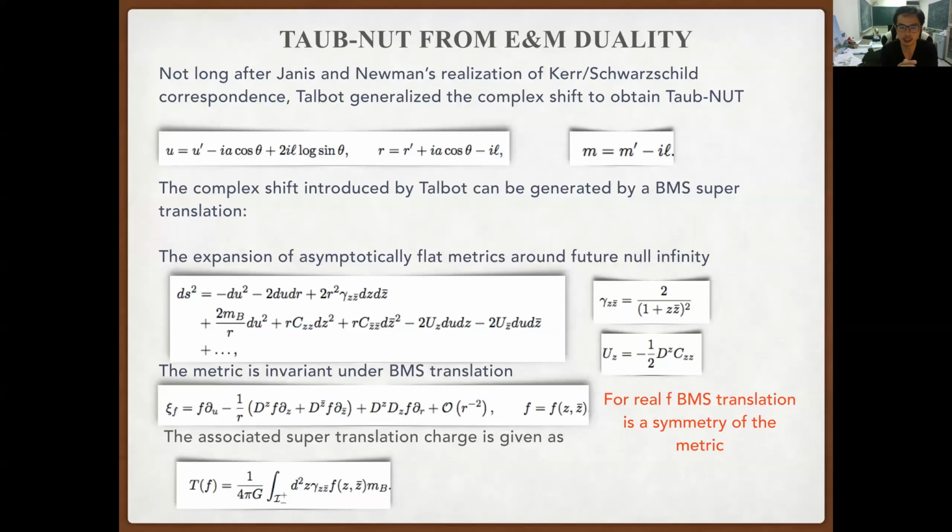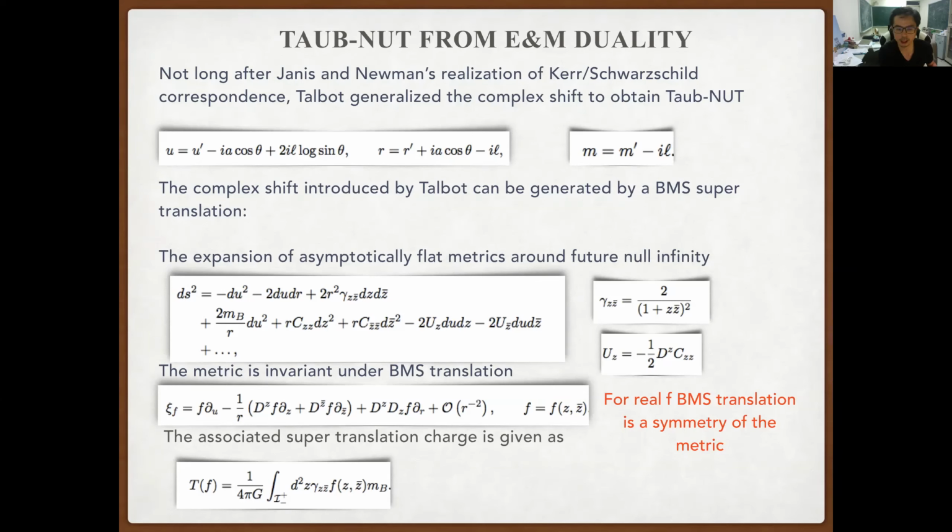Now, instead of doing it in this way, we're going to translate this shift into a BMS supertranslation. The reason we want to do this will be apparent soon. So just a quick review of what BMS symmetry is. If we have something that is asymptotically flat, then at the future boundary you can write the metric in this form, where u is the retarded time and gamma z z-bar is the metric for the two-sphere. Basically the whole thing is controlled by the function C_zz. For flat Minkowski space, C_zz will be 0.